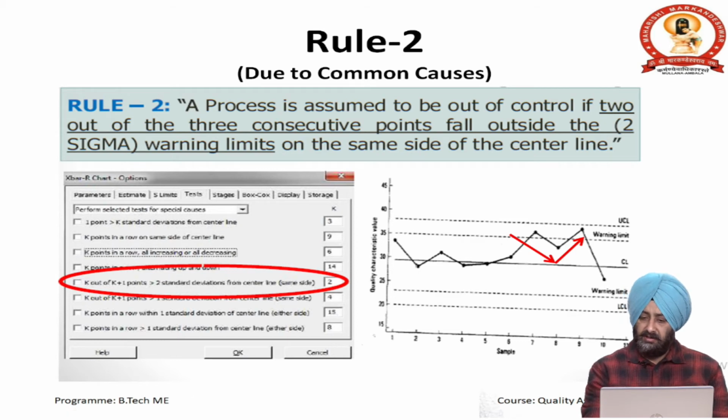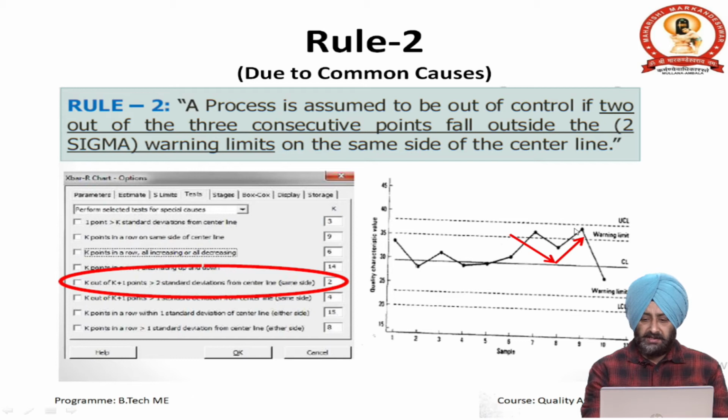So this also shows instability of the process. You can say yes, the process is out of control, or it is going to be out of control after some period of time. We must take some corrective or preventive action right here before any nuisance occurs. So this is rule 2.